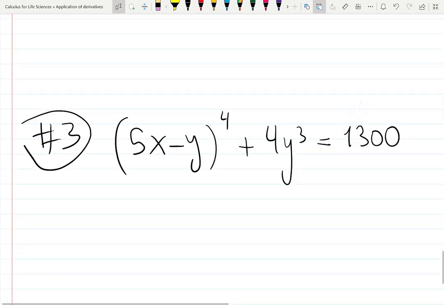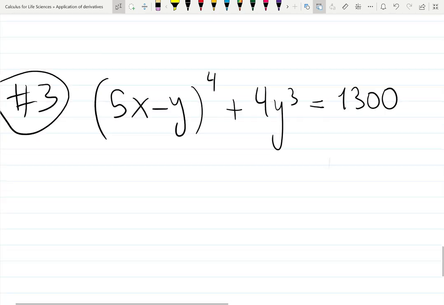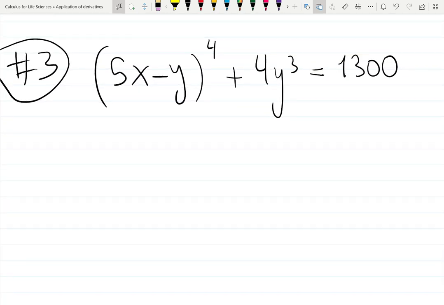Let's see if I have more good examples or not. Oh, one more. Let's start one more, and then this is what implicit differentiation is about. So we will finish more on Friday. Third example: 5x minus y to the 4 plus 4y cubed equals 1300. This is a very typical exam example, to be honest. This is what we put in the exam, so it's nice to work out on this. Put a star. We like putting examples like this on the test.